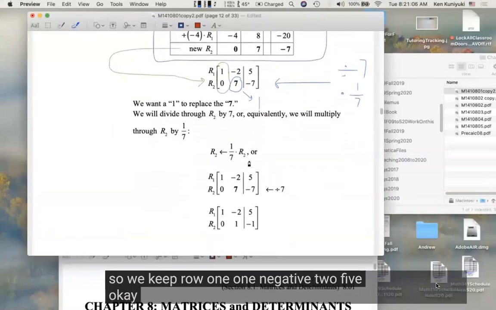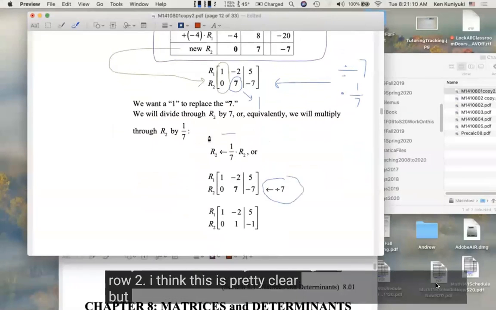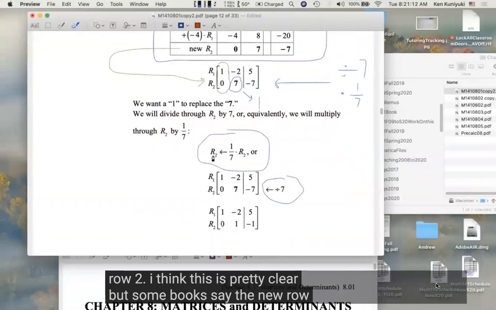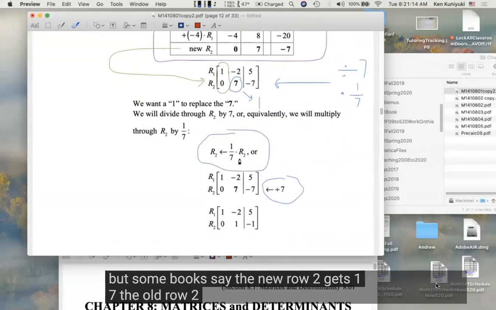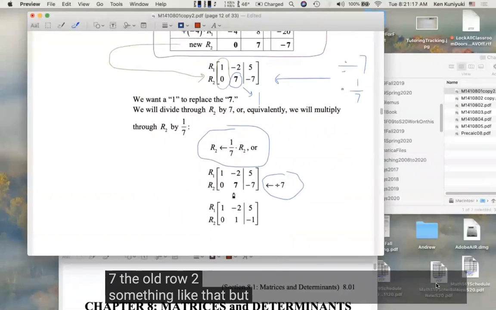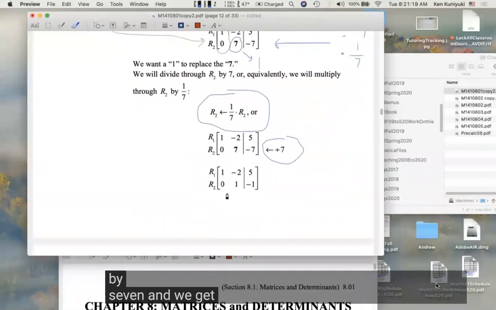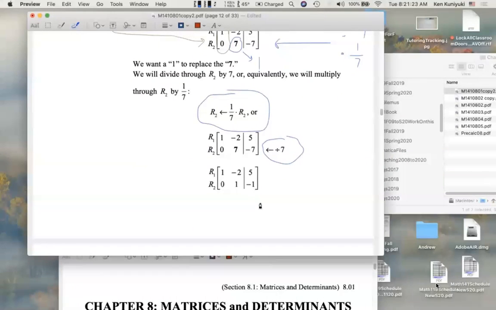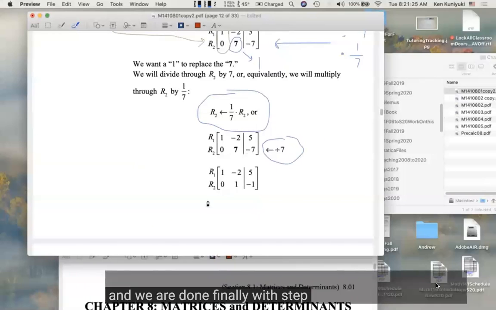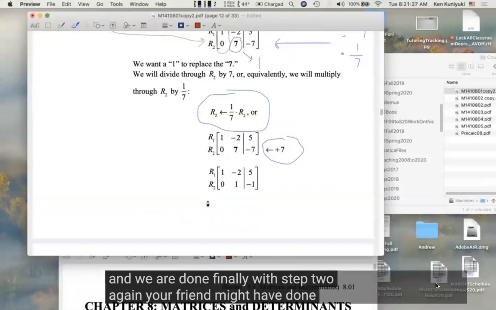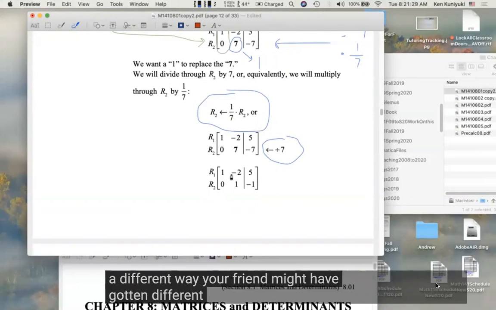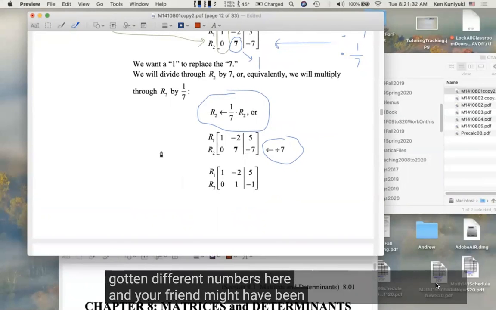Okay. In terms of what you're doing for row 2, I think this is pretty clear. But some books say the new row 2 gets 1/7 the old row 2, something like that. But we divide row 2 by 7, and we get 0, 1, -1. And we are done, finally, with step 2. Again, your friend might have done it in a different way. Your friend might have gotten different numbers here, and your friend might have been correct.